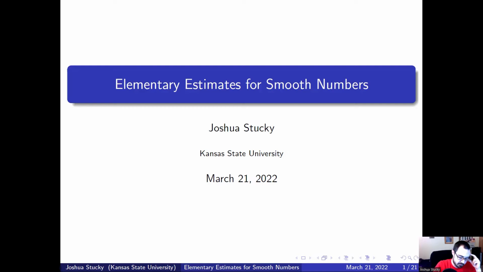But basically, I've been learning about smooth numbers recently. They've come up as something that I wanted to learn about, and I had some questions that I think would make good research questions, but I needed to learn about smooth numbers. In the process, I've learned some really cool elementary arguments, mainly due to Hildebrand and de Bruijn. I don't know if that's how you say his name, but anyways, the arguments are really nice, and I just wanted to share them with you guys because I think they're cool. So that's what I'm going to talk about today.